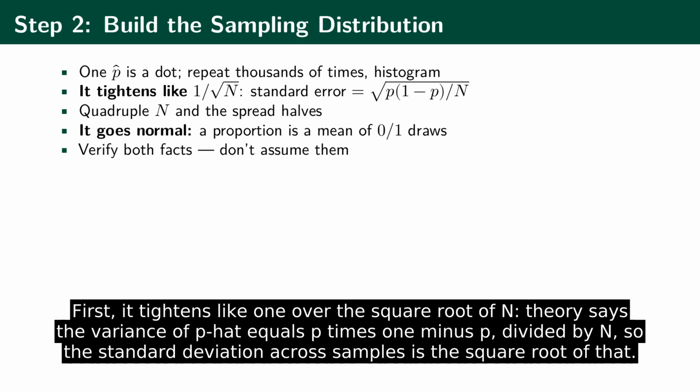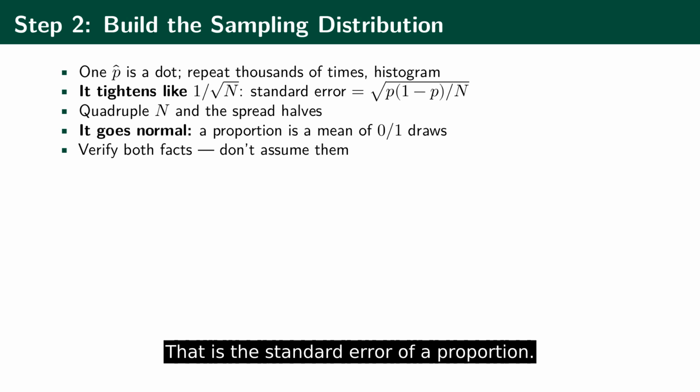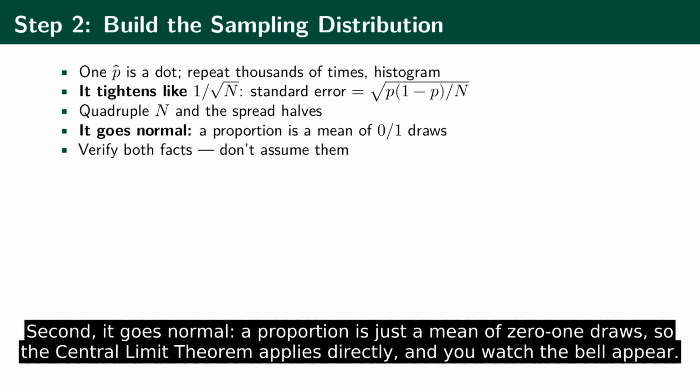Two facts you will verify, not assume. First, it tightens like 1 over the square root of n. Theory says the variance of p hat equals p times 1 minus p divided by n, so the standard deviation across samples is the square root of that. That is the standard error of a proportion. Quadruple n and the spread halves.